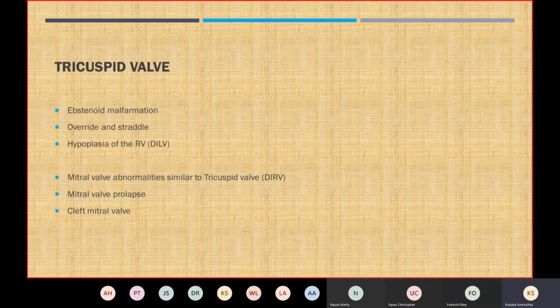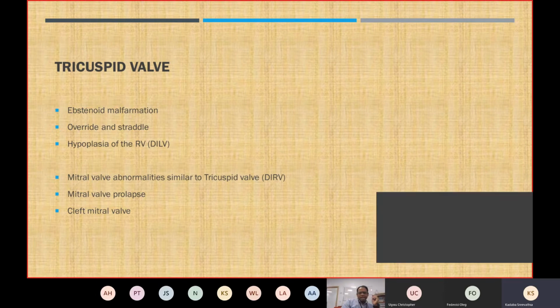The next triad, the third component of the triad, is the anomalies of the tricuspid valve. It is usually an Epsteinoid malformation. Why we call it Epsteinoid rather than an Epstein's malformation is that it's not a true Epstein's kind of anomaly. The septal leaflet and the posterior leaflets are displaced more apically. However, there is no typical anterior sail-like leaflet which we can use for repair, which is present in the usual Epstein's anomaly.